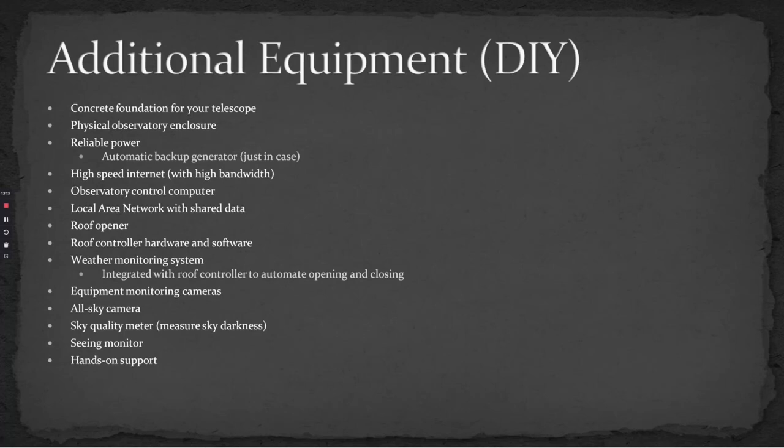So you'll have a computer for imaging and a computer for controlling the observatory. And that's probably going to be connected to some sort of a local area network so you can share data between the observatory computer and your imaging computer. So for instance, the status of the roof or the weather conditions.